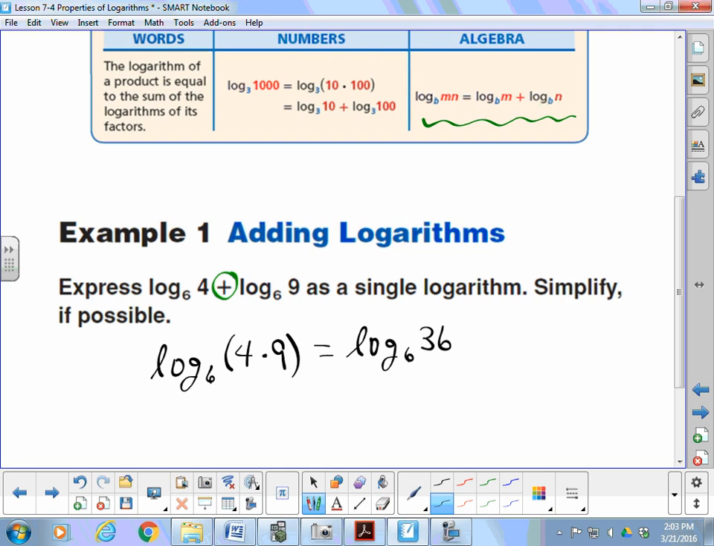And then we want to simplify if we can. So 6 raised to what power is 36? Okay, to the second power, right? Because 6 squared is 36. So we could rewrite that as 2. So we've done two things here. We've written it as a single logarithm, and we have simplified it.